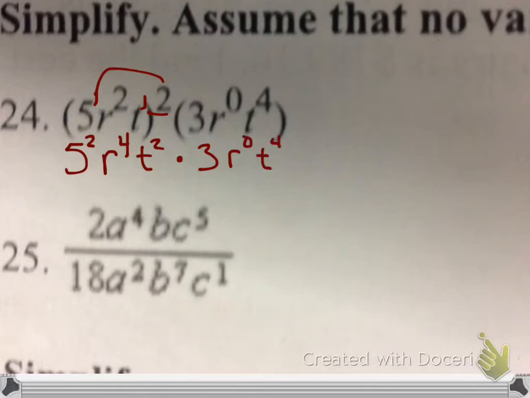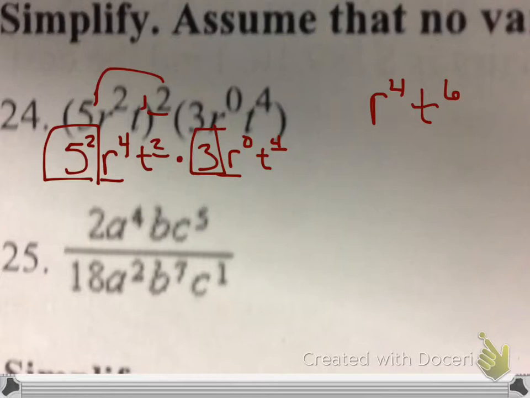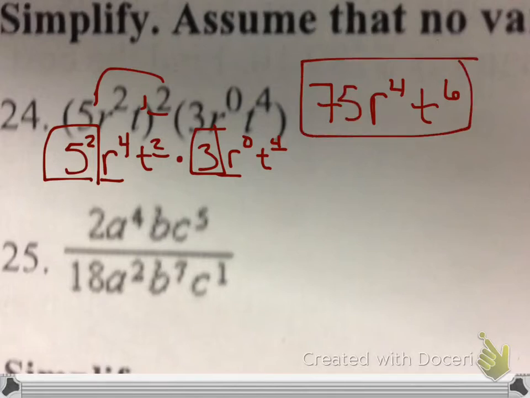Now start adding the exponents for the ones that are the same. So 4 plus 0 is 4. 2 plus 4 is 6. And then the big numbers, the coefficients, I guess you could say, you can just multiply. Type 5 squared times 3 on your calculator, and you would get 75. And that's it. There you go. Done, all done. So there's that one.